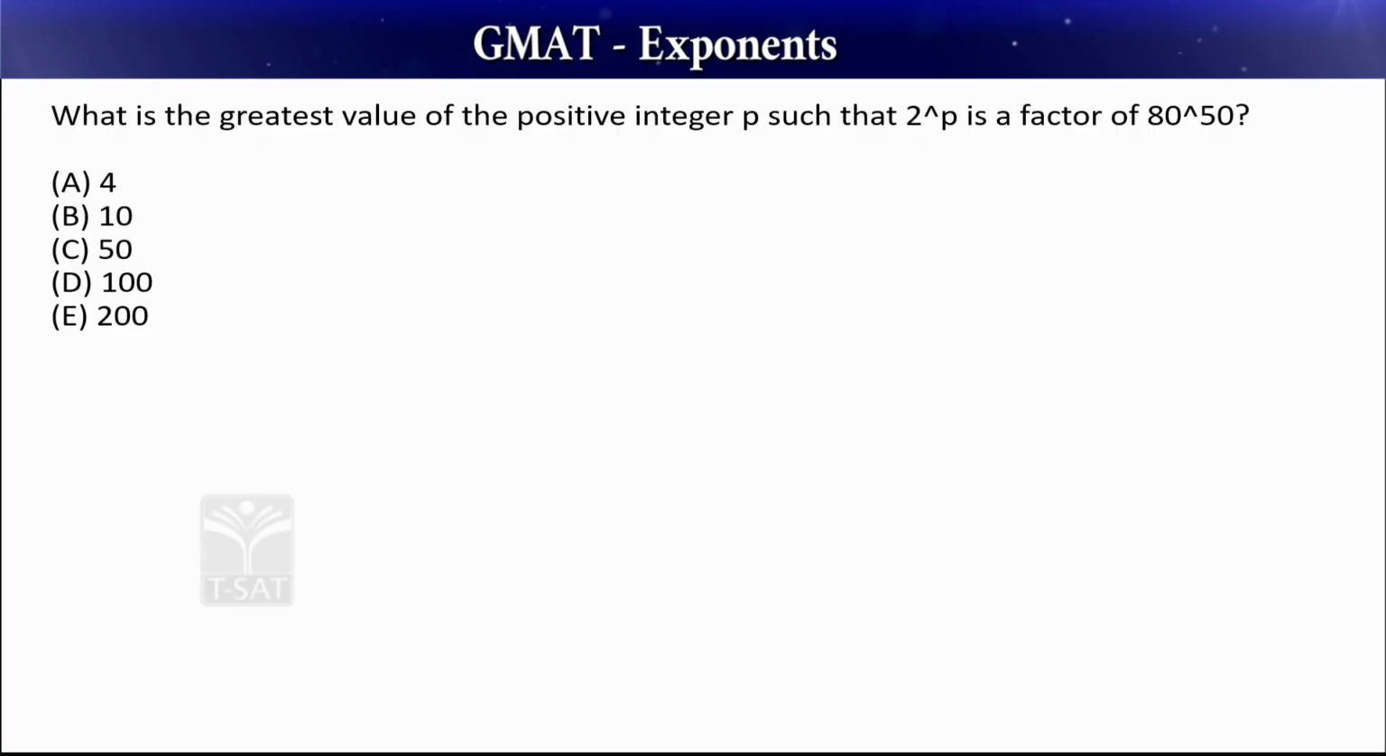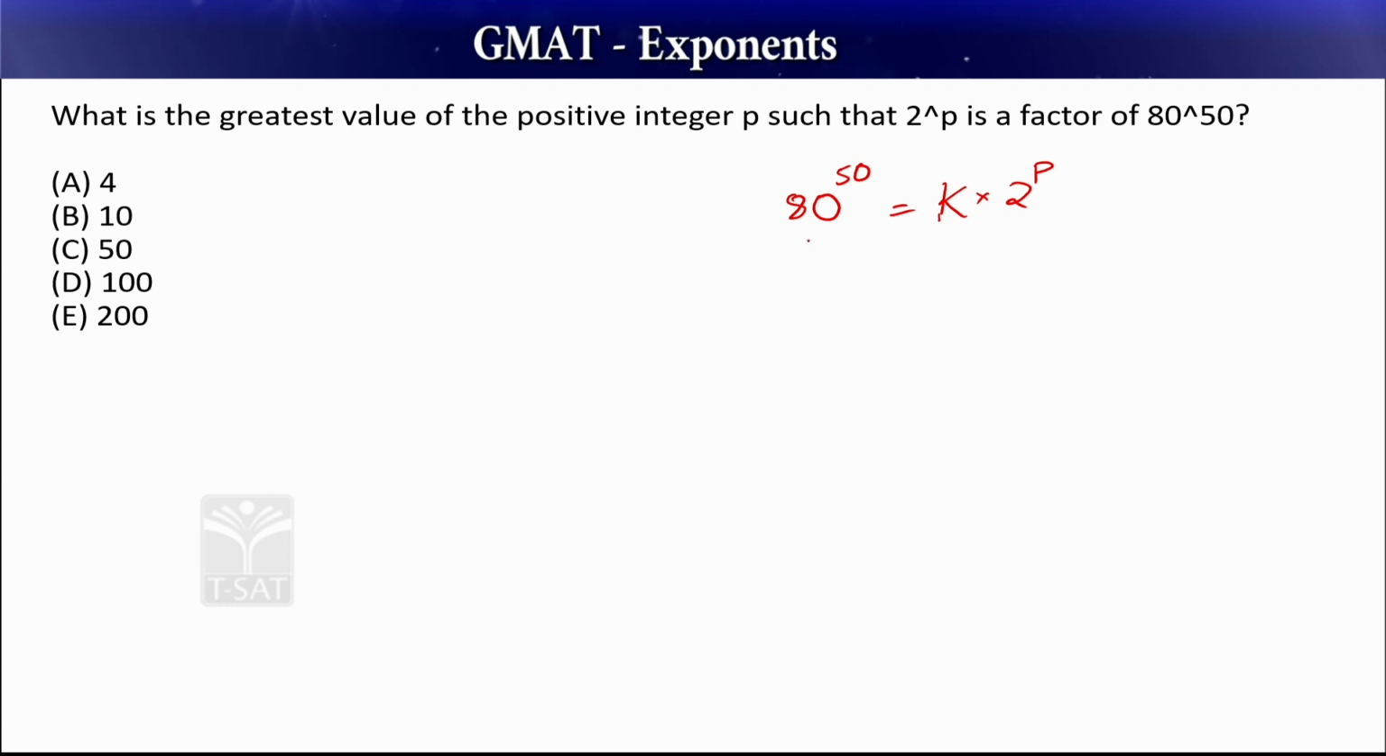What is the greatest value of the positive integer p such that 2 to the power of p is a factor of 80 to the power of 50? So, when 2 to the power of p is a factor of 80 to the power of 50, that means that it is a multiple. If you could multiply the factor with another factor to get 80 to the power of 50.